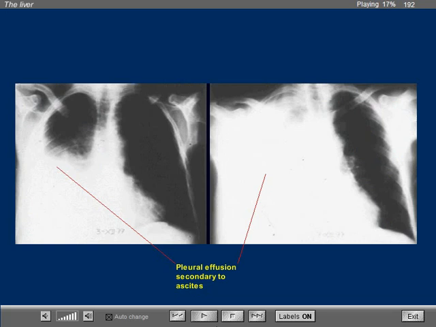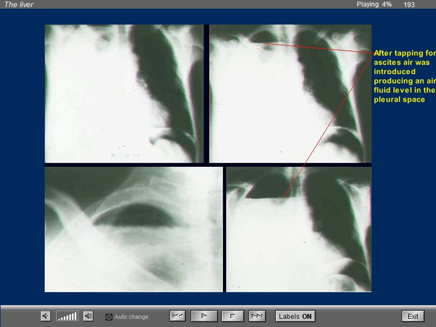Tension ascites may be followed by pleural effusion. In this case, the right pleural effusion increased considerably. This patient had ascites, and at the time of tapping, a small amount of air was injected in the ascitic fluid, and upright views of the chest a few hours later revealed an air fluid level in the chest, indicative that both the fluid and the air traversed the right dome of the diaphragm. This occurs when there are congenital defects in the musculature of the diaphragm, and therefore the two cavities, the peritoneal cavity and the pleural cavity, can communicate.